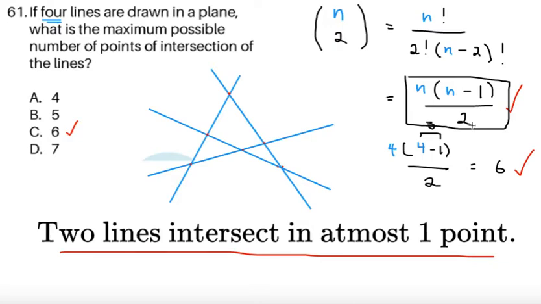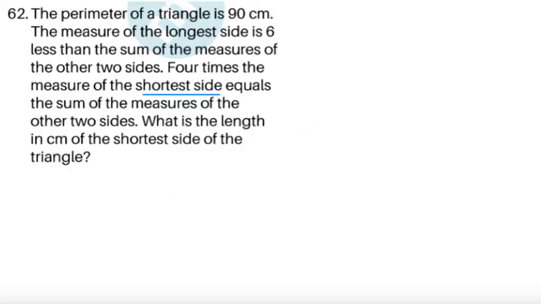So do remember that. So for the next item, the perimeter of a triangle is 90 centimeters. The measure of the longest side is 6 less than the sum of the measures of the other 2 sides. 4 times the measure of the shortest side equals the sum of the measures of the other 2 sides. What is the length in cm of the shortest side of the triangle? Now, this question might be long, but in fact, the only 2 sentences that we need are this one and this one. Now, why is that so?